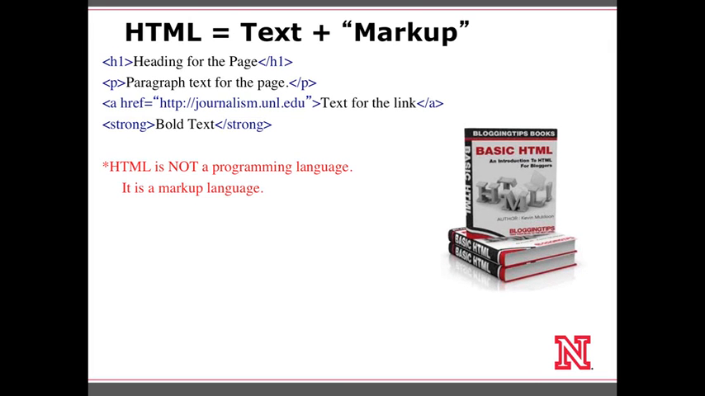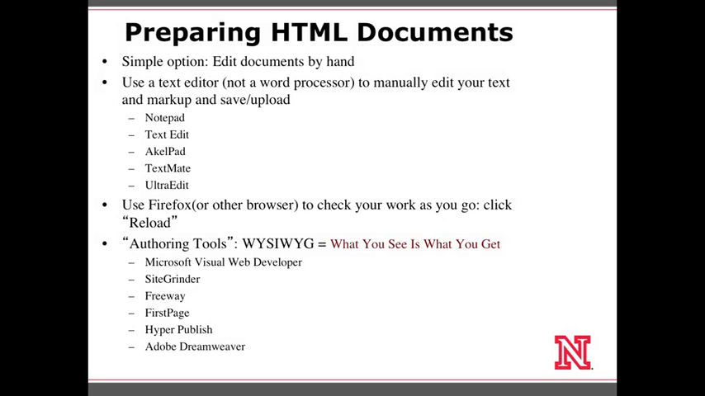Now, HTML is not a programming language. It is what we call a markup language because it is simply text plus the markup. Here are some examples, and you've seen these already probably: paragraphs, headlines. Basically, you're marking up the content with the appropriate tags to define what type of element it is for the browser to display. So it is not a programming language, simply a markup language.